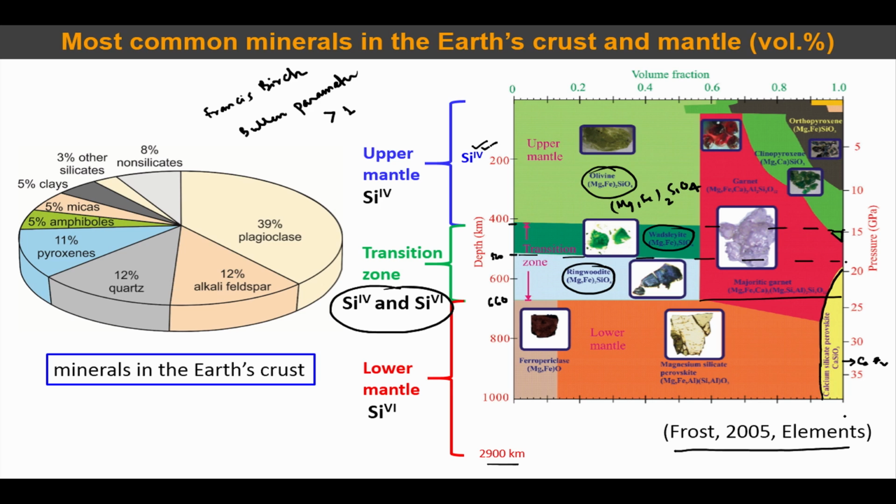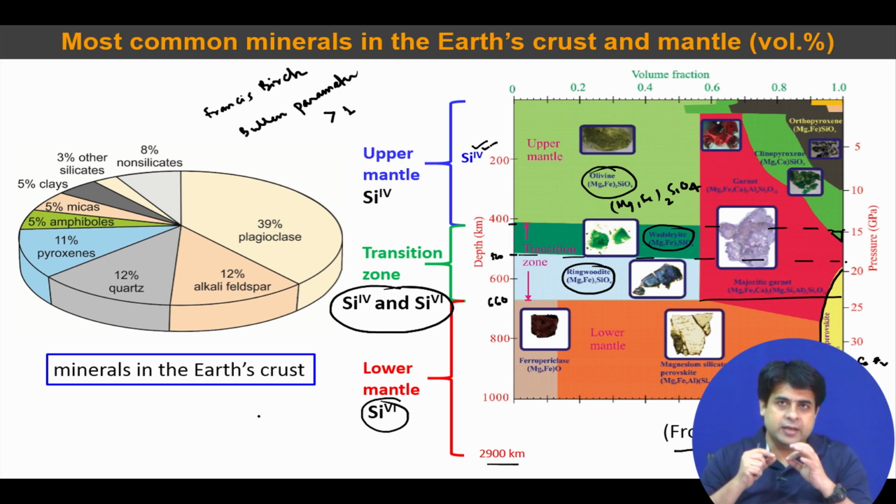If you see the lower mantle, there is a very interesting thing happening: most of the silicon present in the lower mantle will have a 6-fold coordination. So, it will have an octahedral coordination. Compared to the upper mantle and transition zone, if a silicate is stable in the lower mantle, it will always have an octahedral coordination. What does it mean? Your silicon will connect with 6 oxygen. So, your coordination number is changing.